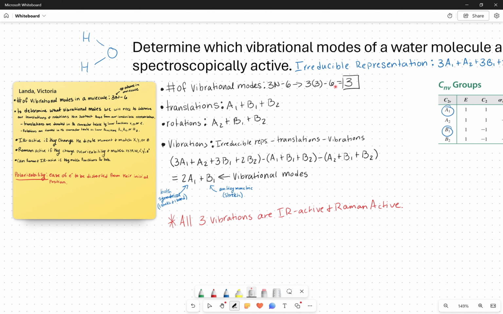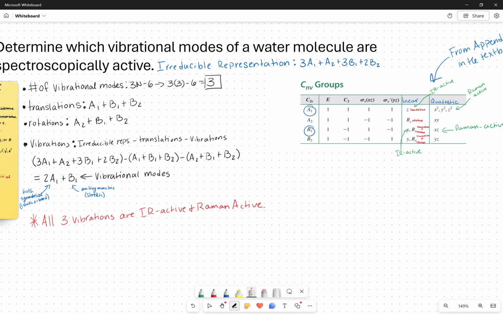The next thing we want to do is determine which of our characters are going to be translations and which are going to be rotations in order to determine the final vibrations. So translations can be determined by looking at the character table and seeing linear functions of x, y, or z. So when we look here, we see A1 has z, which means it's a translation. B1 has x, meaning translation, and B2 has y, meaning a translation.